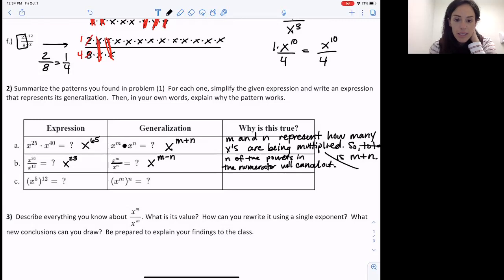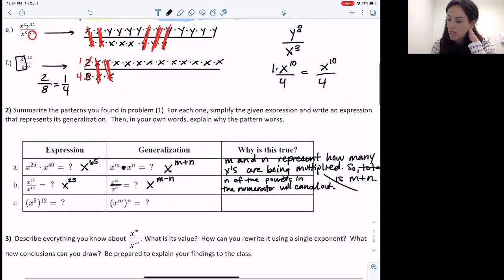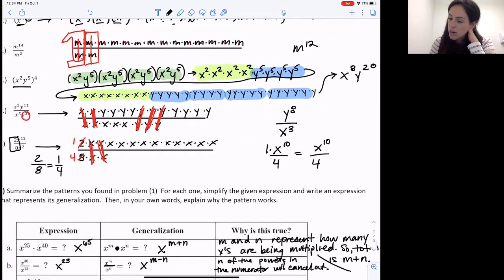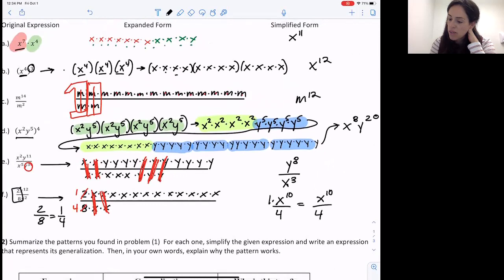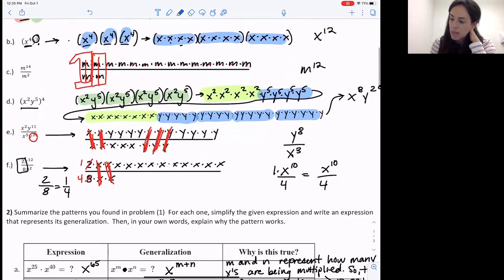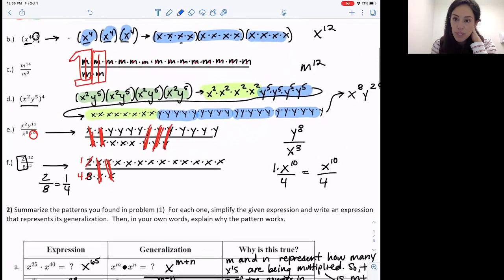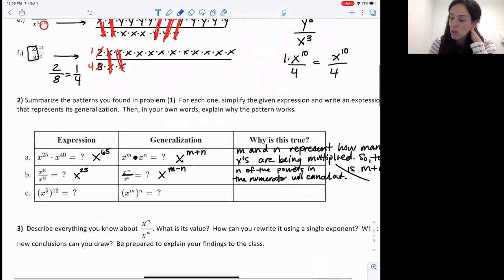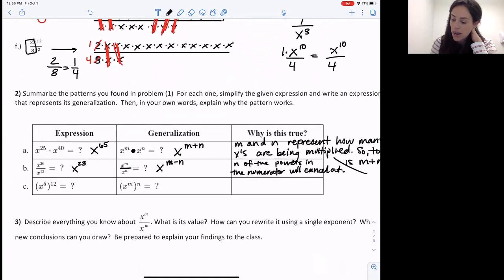Okay, let's look at C. What pattern do we know there? Oh man, that would be hard to write out 12 x to the fifths. Well, what happened here when I had x to the fourth to the third? Remember that we had three groups of 4, which we could write as x times x times x times x, 3 times. That sounds like multiplication. Here, x to the 5th to the 12th would become x to the 60th. There would be 60 x's, 12 groups of 5.